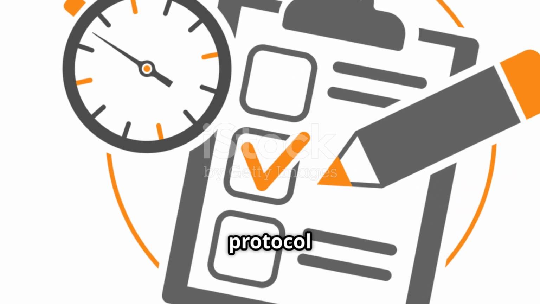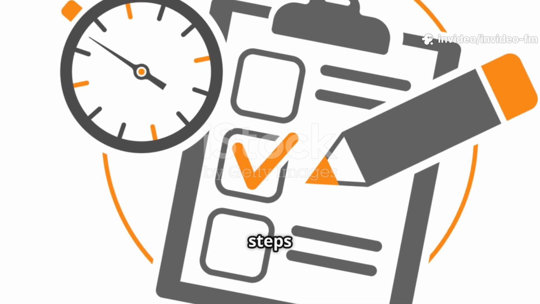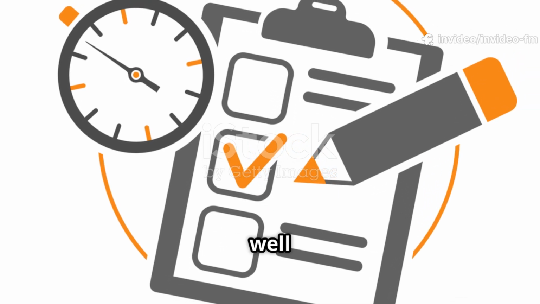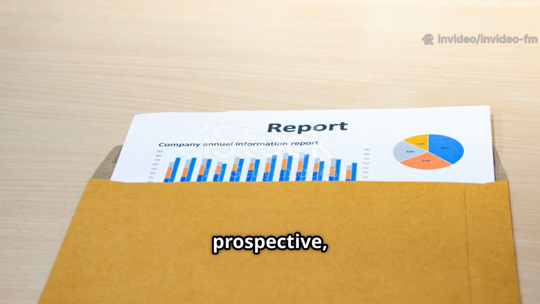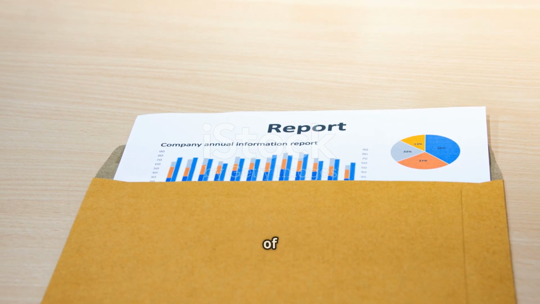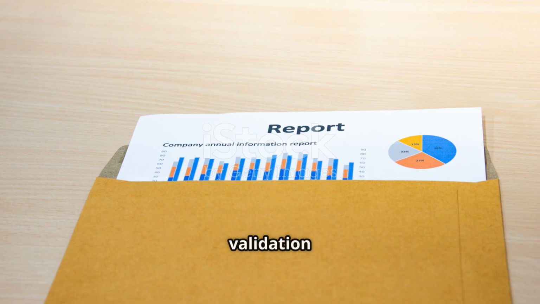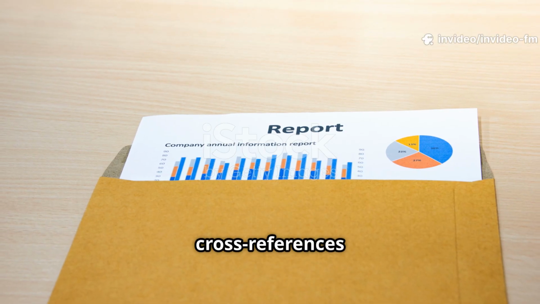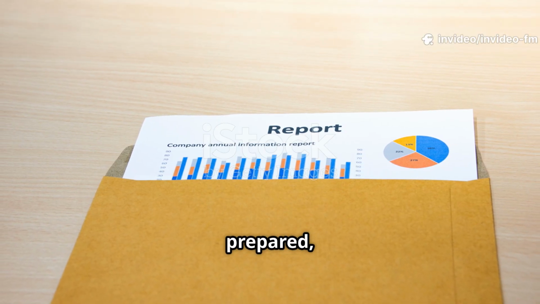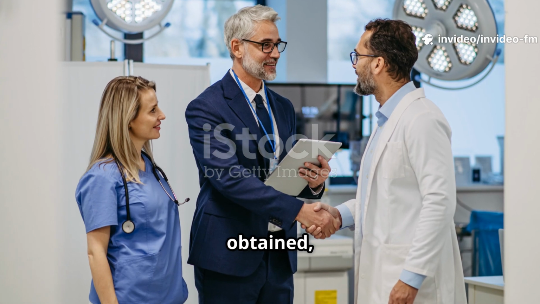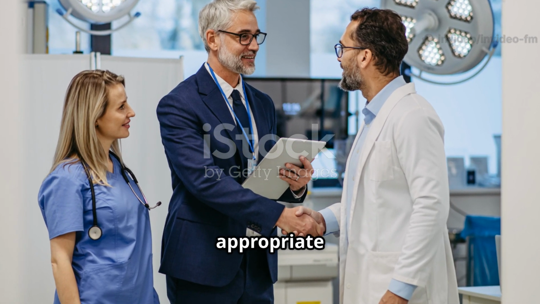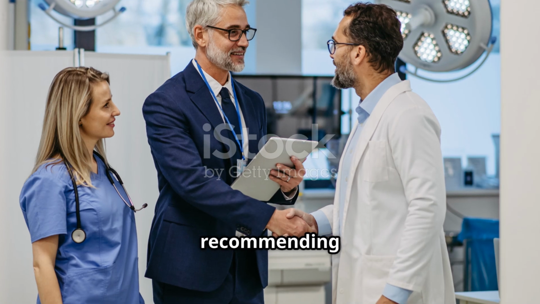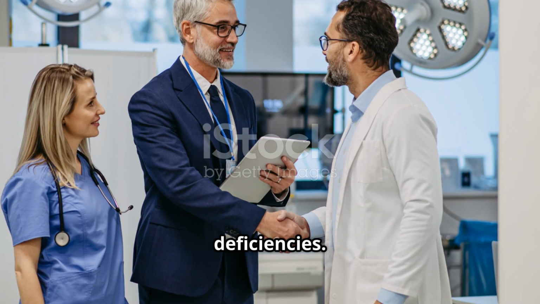The validation protocol should specify critical process steps and acceptance criteria as well as the type of validation to be conducted, for example retrospective, prospective, concurrent, and the number of process runs. A validation report that cross-references the validation protocol should be prepared, summarizing the results obtained, commenting on any deviations observed, and drawing the appropriate conclusions, including recommending changes to correct deficiencies.